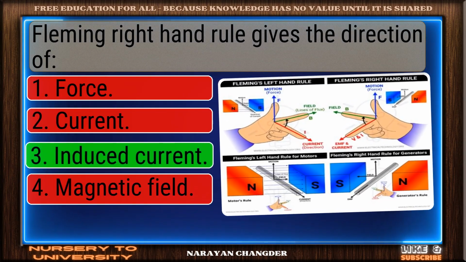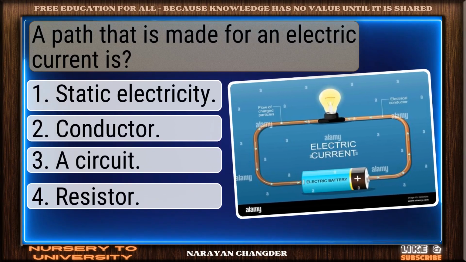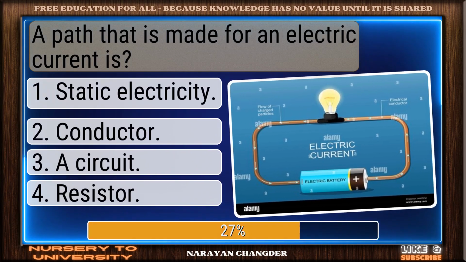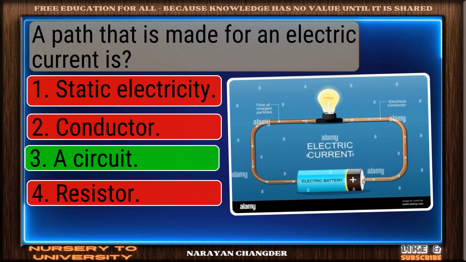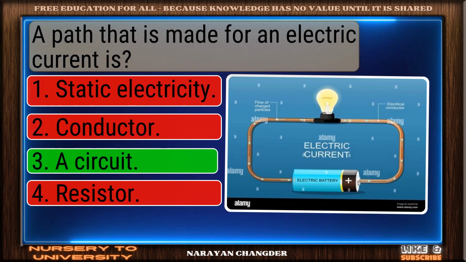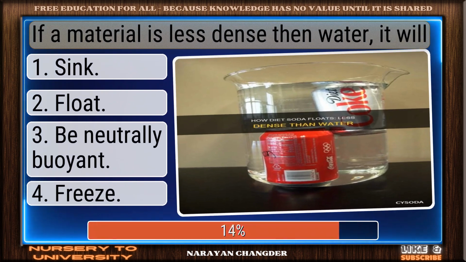Smart move. Induced current is an accurate answer. Question number 86. A path that is made for an electric current is? Great job. A circuit is the accurate answer. Question number 87. If a material is less dense than water, it will?